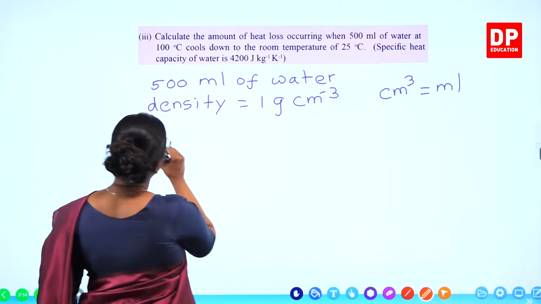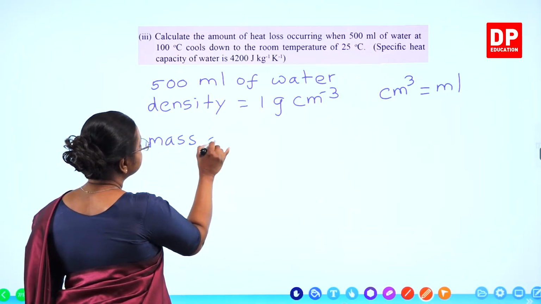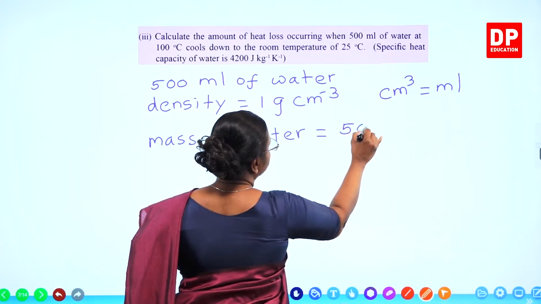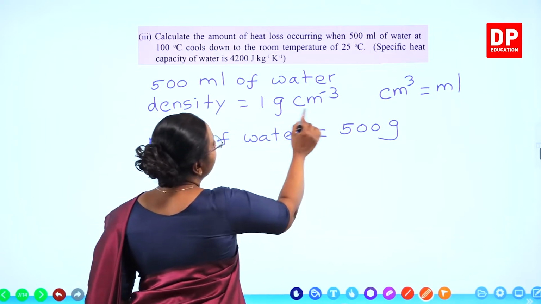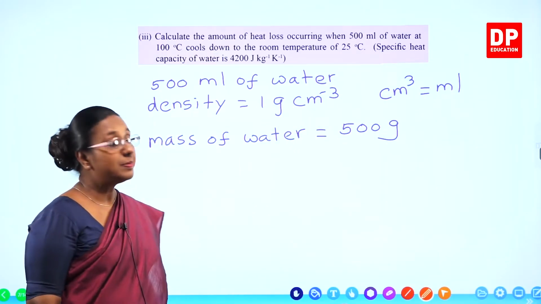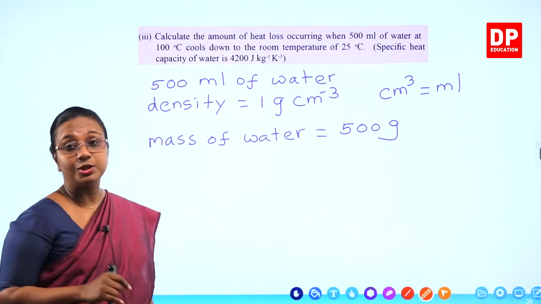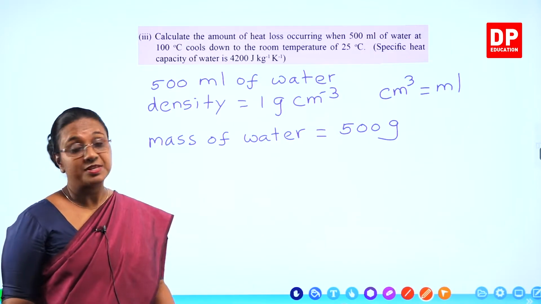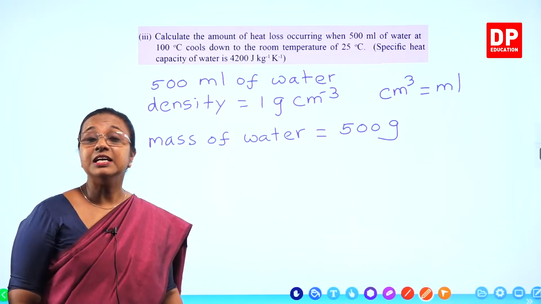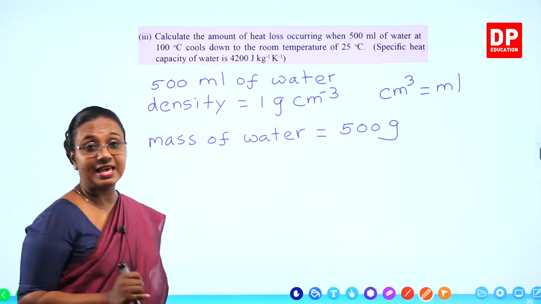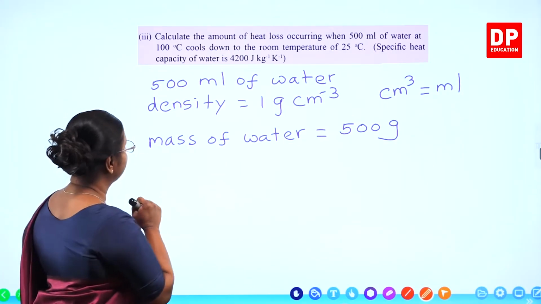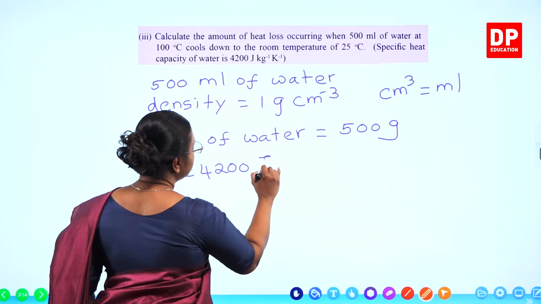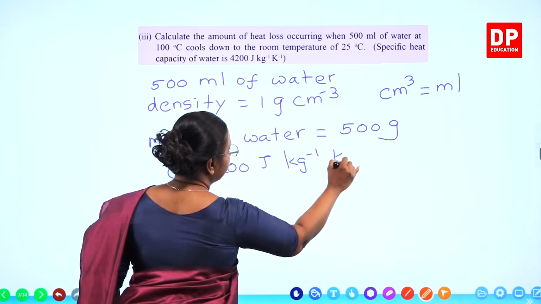So from there, if you find the mass of water, that will be equal to 500 grams. Why? 1 gram per centimeter cube is equal to milliliter. So 500 milliliters equals 500 grams. If you want, you can substitute it in the equation and calculate. Still you get the same value, 500 grams. So we know the mass. Specific heat capacity is given to us as 4200 joule per kilogram per Kelvin.